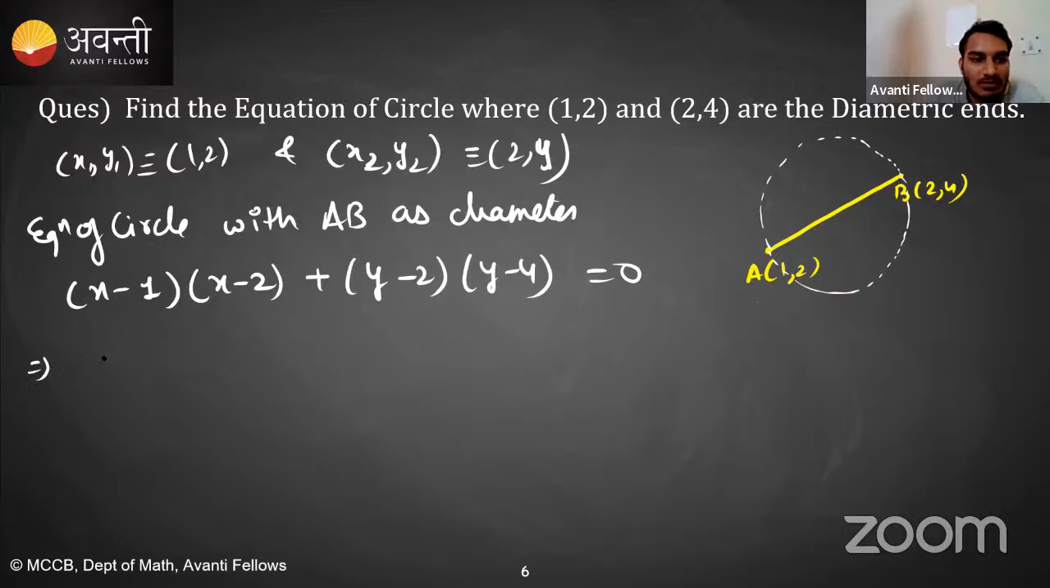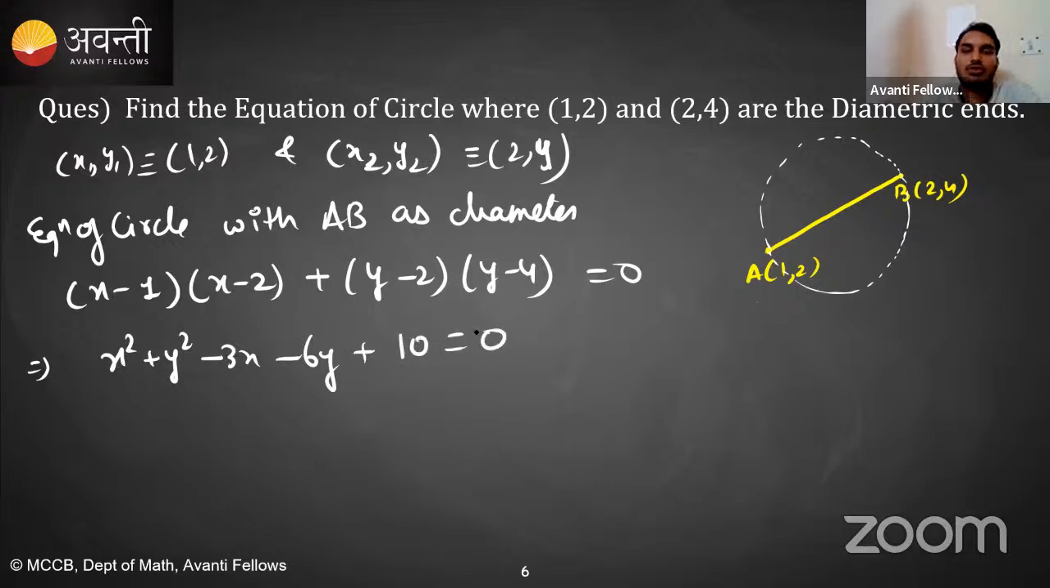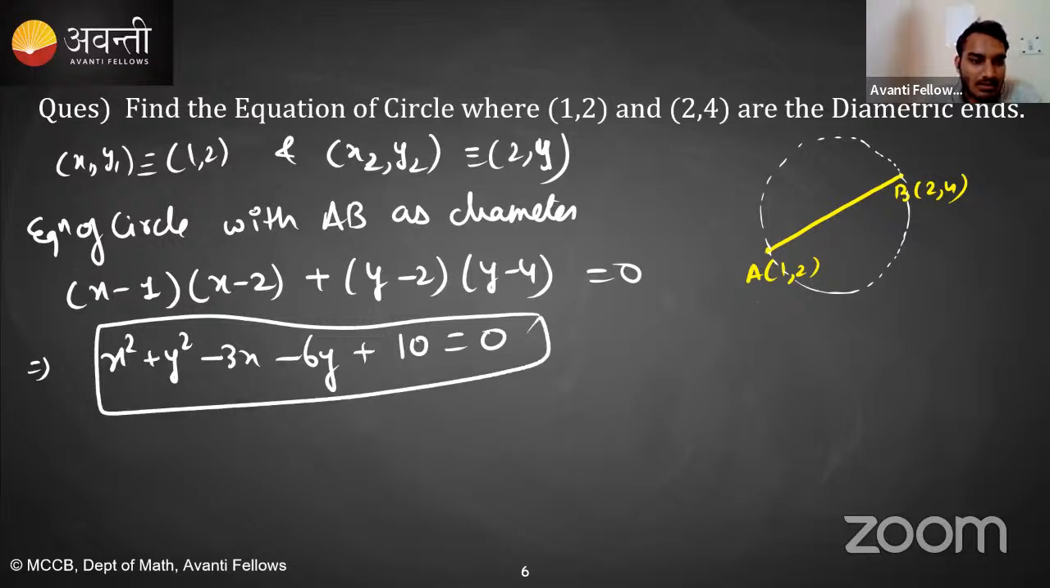So simplify this a little more: x square plus y square minus 3x minus 6y plus 2 plus 8, so plus 10 is equal to 0. Is this clear, everyone? Is this clear? Right? So this is the required equation.